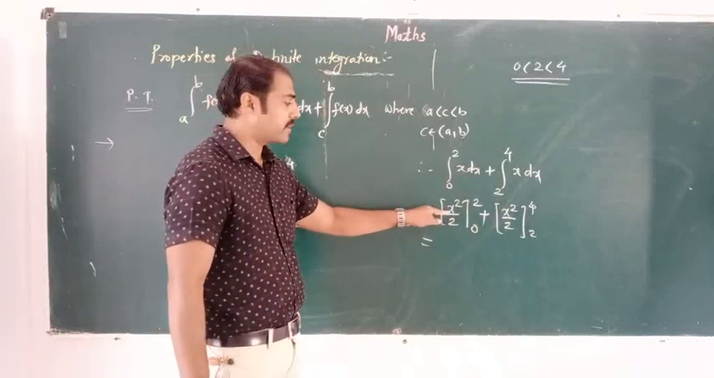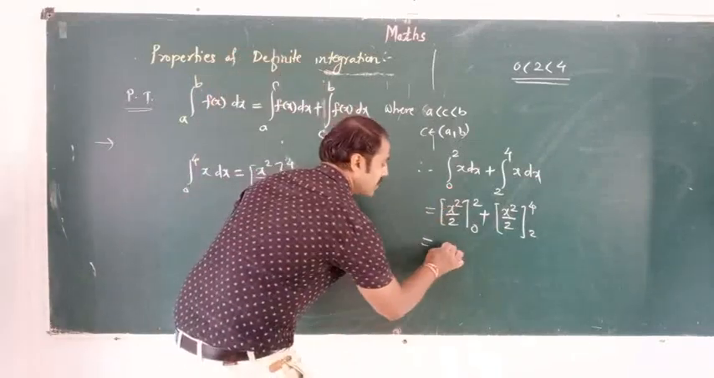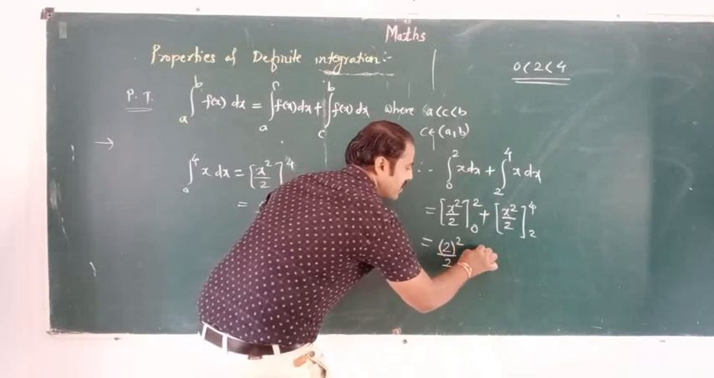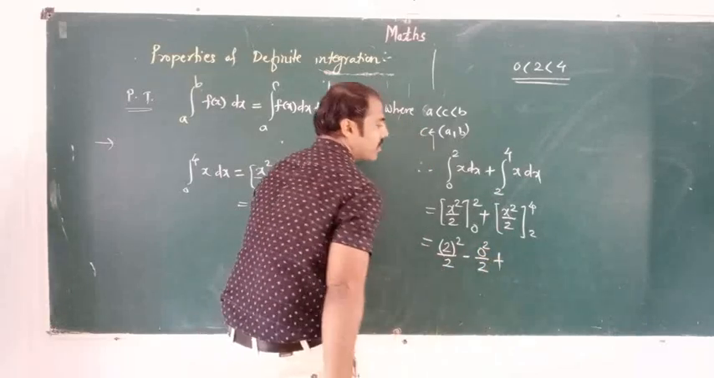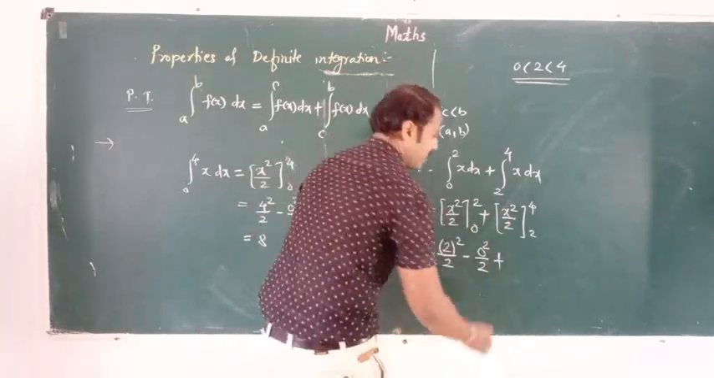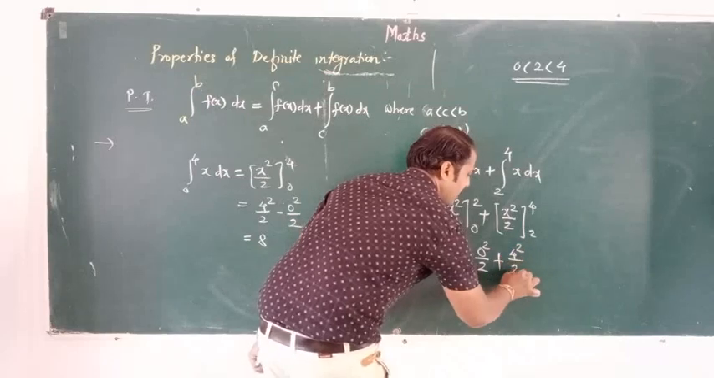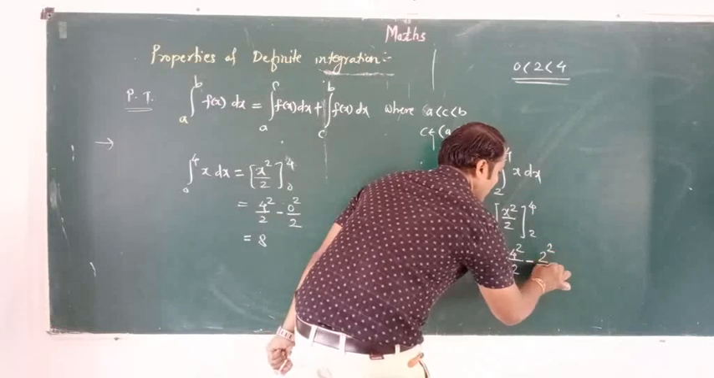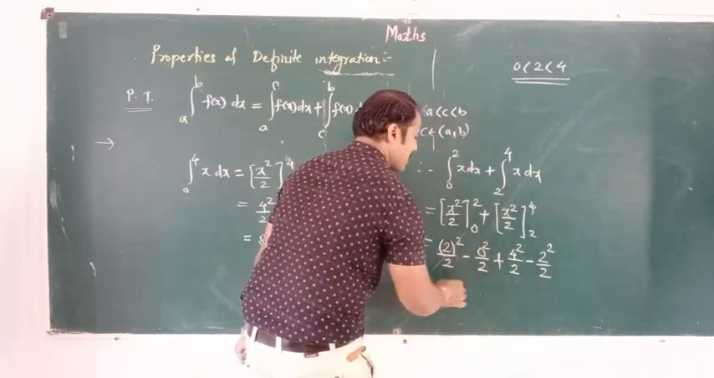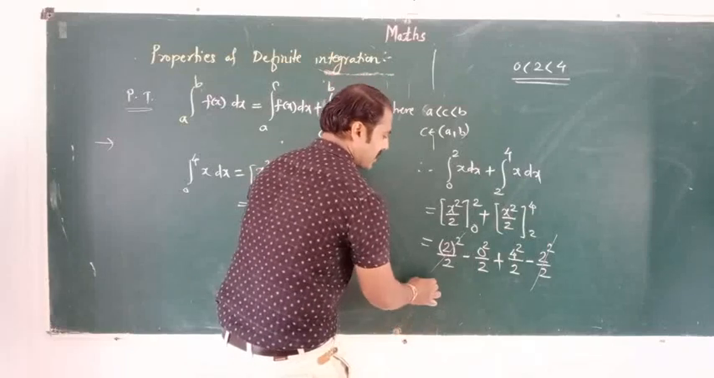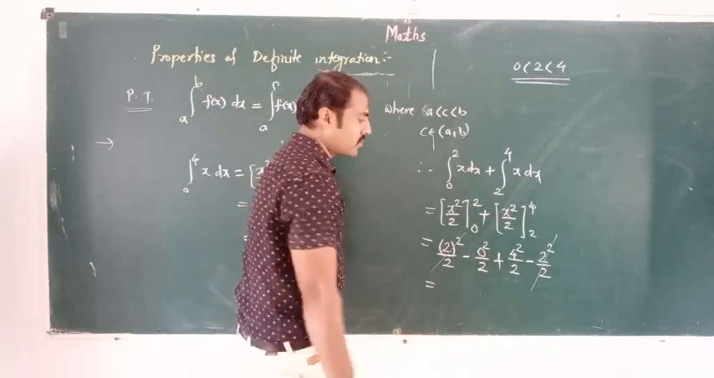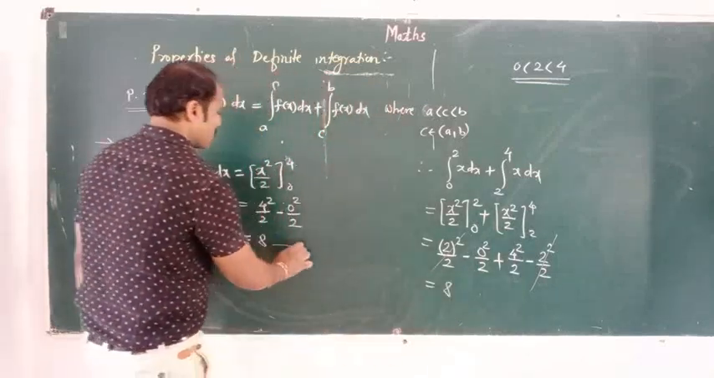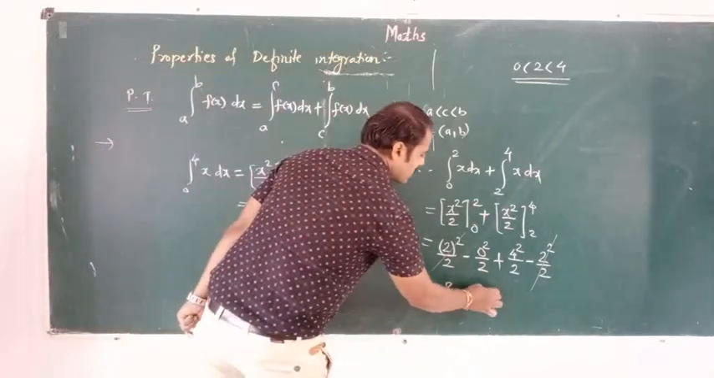Now evaluate: value of the primitive at upper limit 2 square divided by 2 minus value of the primitive at lower limit 0 square divided by 2, plus value of the primitive at upper limit 4 square divided by 2 minus value of the primitive at lower limit 2 square divided by 2. 2 square divided by 2 minus 2 square divided by 2 gets cancelled. 0 square divided by 2 is 0 and 4 square 16 divided by 2 is 8. So look at these two equations.